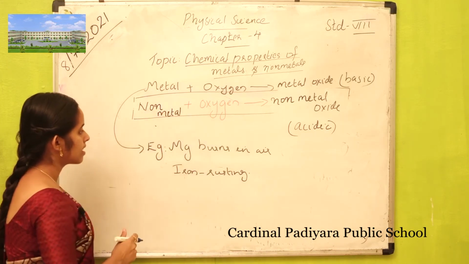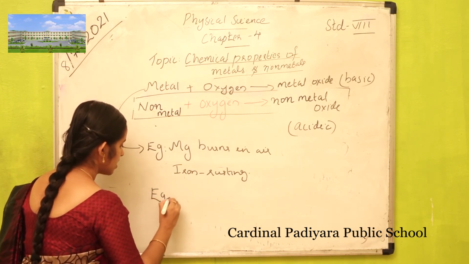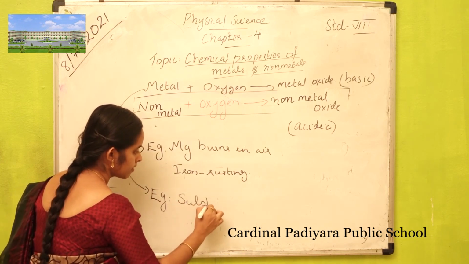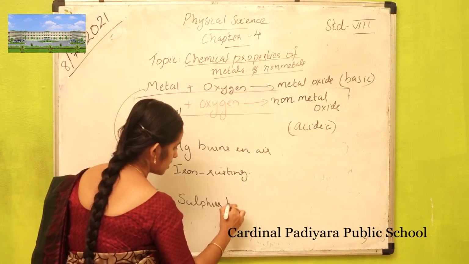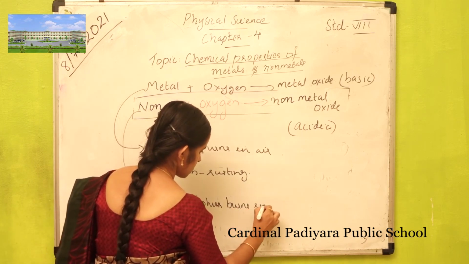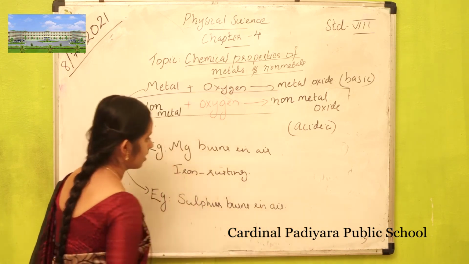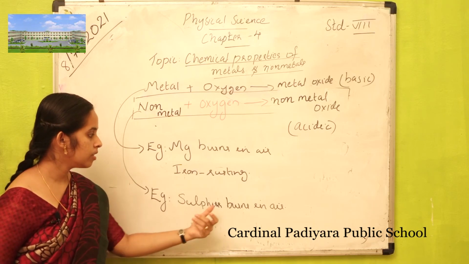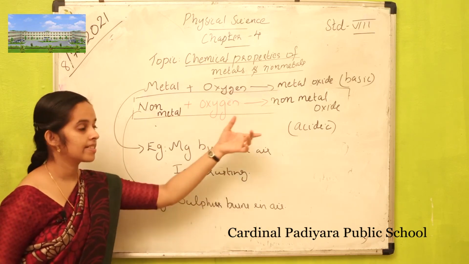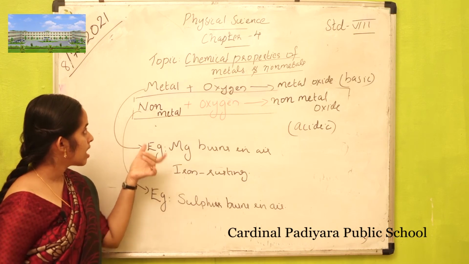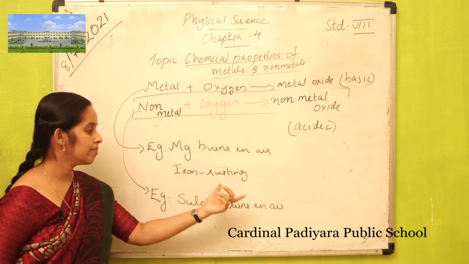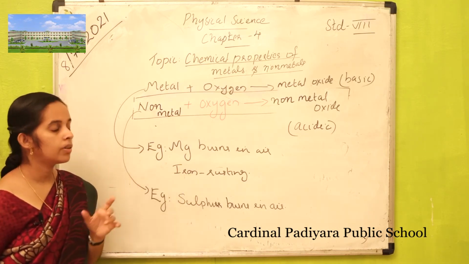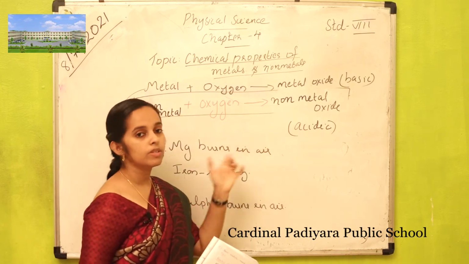And what about the non-metal example? The non-metal example is sulfur. Sulfur burns in air to form sulfur dioxide. It is acidic in nature. And the examples for a metal reacting with oxygen are magnesium burning in air or iron rusting. So these are the examples. Then you have to be careful about the litmus paper reactions also.